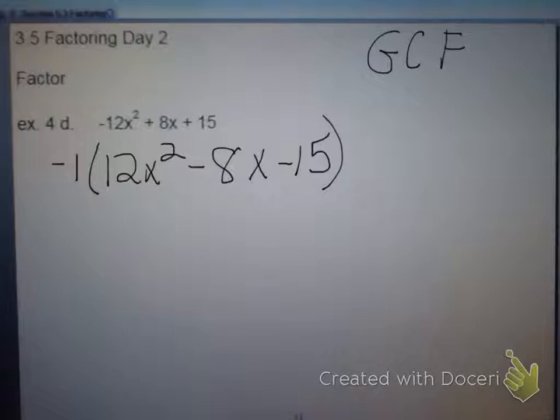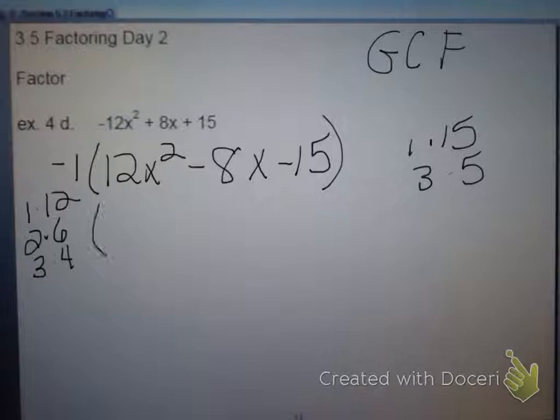we're going to do the guess and check method first. We're going to list all the factors of 12. 1 times 12, 2 times 6, 3 times 4. Factors of 15, 1 times 15, 3 times 5. We need to make our two binomials. Remember, if the last sign is negative, the signs are going to be different.